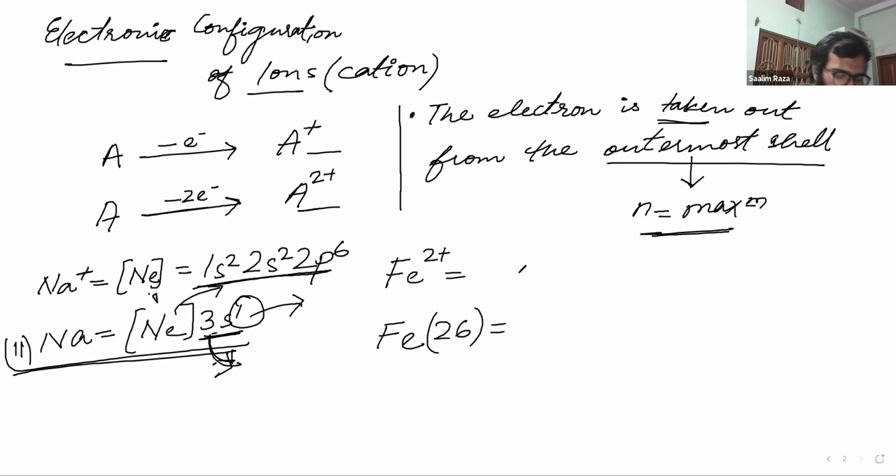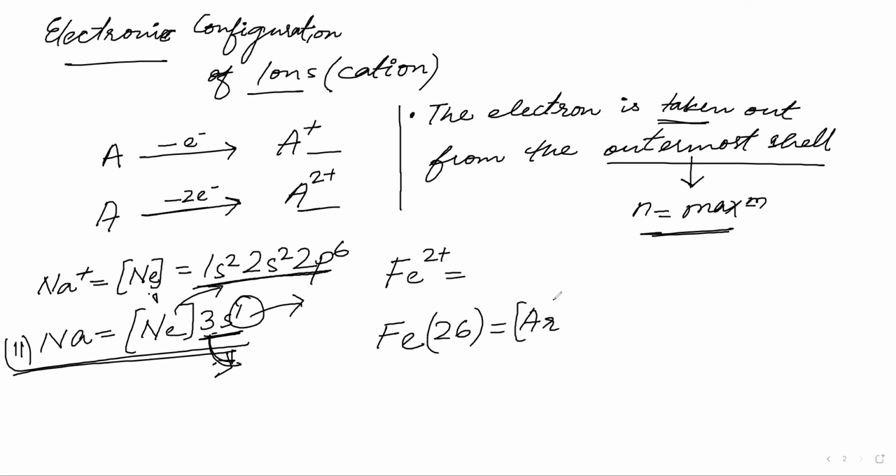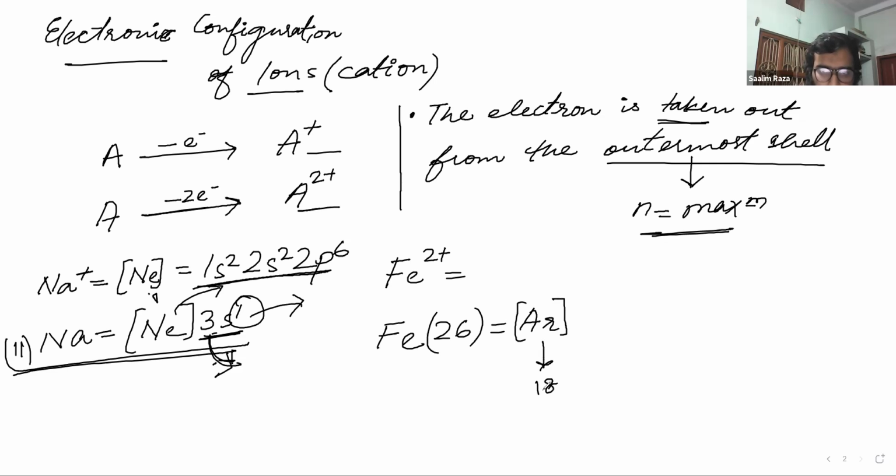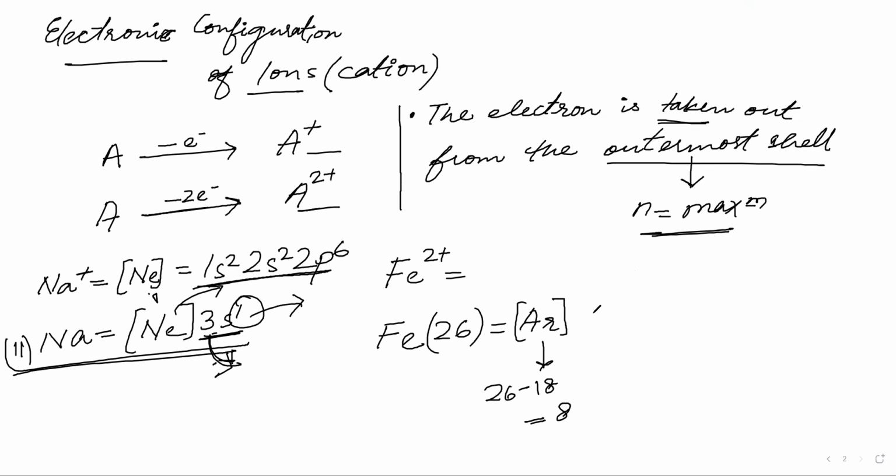Which noble gas? The noble gas will be argon. How many electrons are left? Argon is 18, so 8 electrons are left to be filled. Yes, sir, 8 electrons. And we'll get, sir, argon is the third in the list.